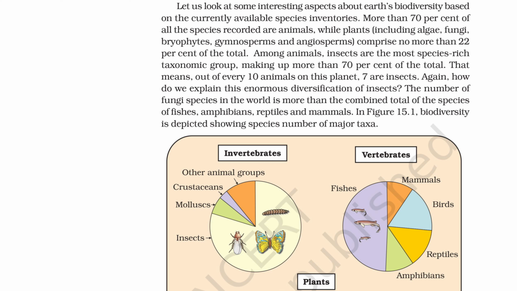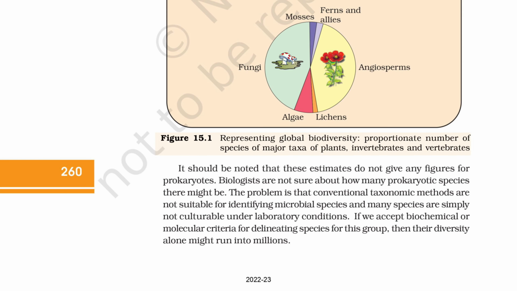In Figure 15.1, biodiversity is depicted showing species number of major taxa. It should be noted that these estimates do not give any figures for prokaryotes. Biologists are not sure about how many prokaryotic species there might be. The problem is that conventional taxonomic methods are not suitable for identifying microbial species, and many species are simply not culturable under laboratory conditions. If we accept biochemical or molecular criteria for delineating species for this group, then their diversity alone might run into millions.